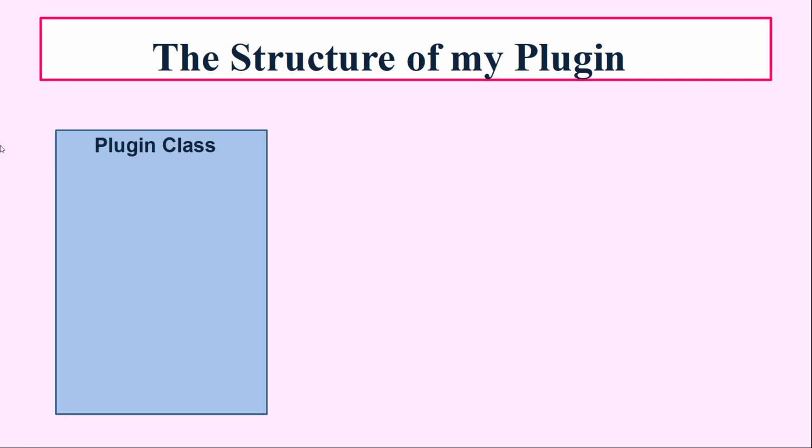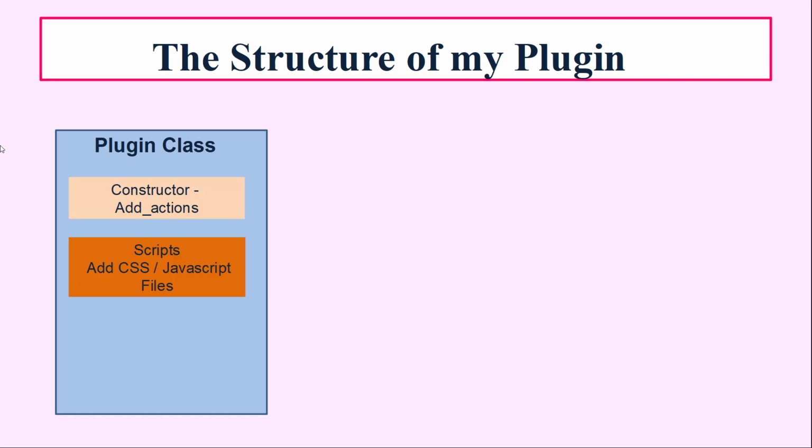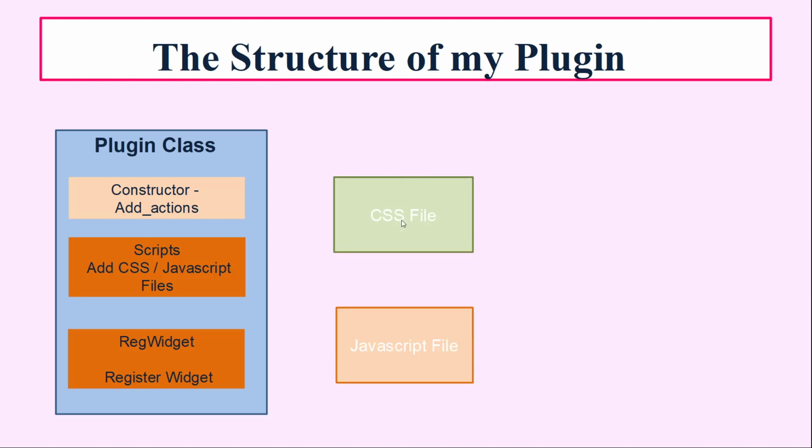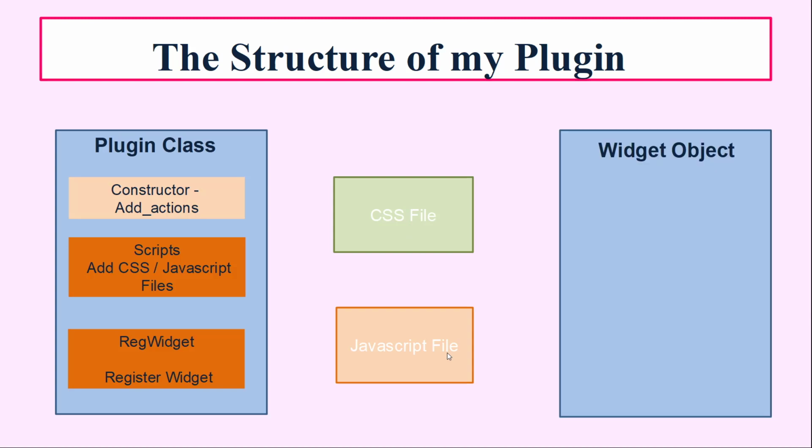So we have our plugin class. We've added our constructor that automatically calls the actions. The first action is the script, which adds our JavaScript and CSS files. The second method is the register widget. At the moment, we have not added that register widget WordPress method in yet, but we will be doing that in this video. We have created the CSS files and the JavaScript files, and we have linked them up. In this video, we will be creating our widget object.